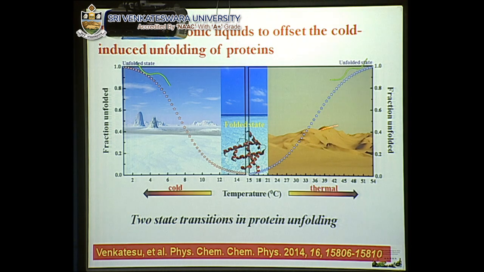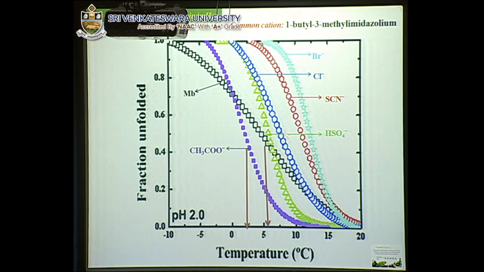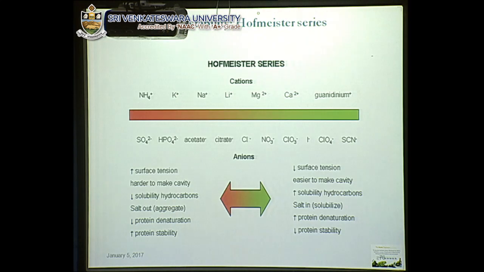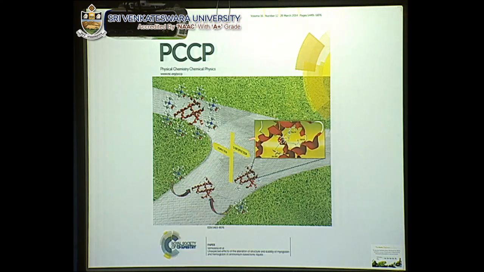So what we observed here, this is the thermally unfolded state. If you keep the protein at low temperature, that is the cold-induced unfolded state. Whether they are stabilizing or not, for that also we have proved that these ionic liquids give stabilization at very low temperature also. So at low temperature also they are protecting. One more recent result is also highlighted on the PCCP cover page.